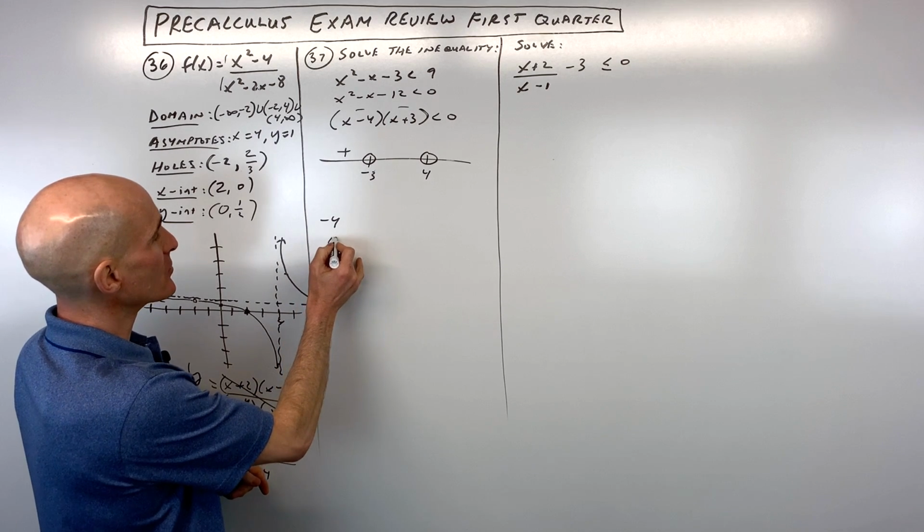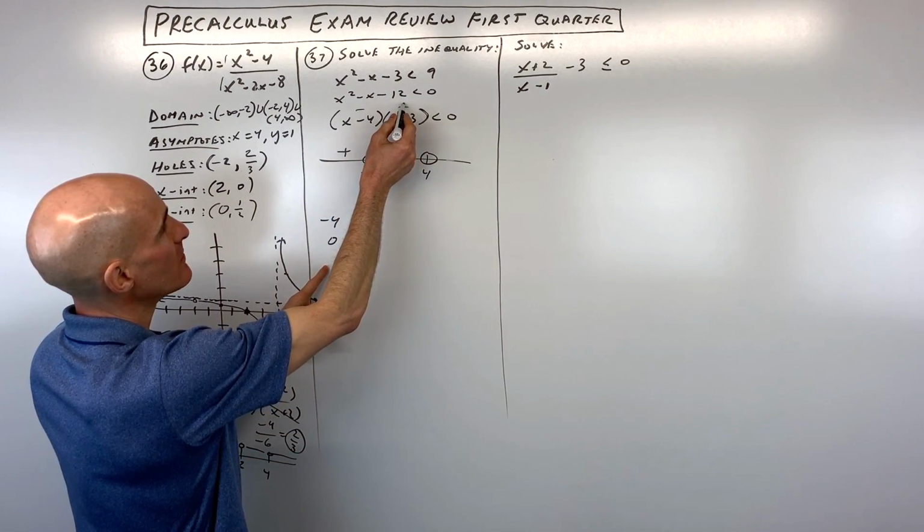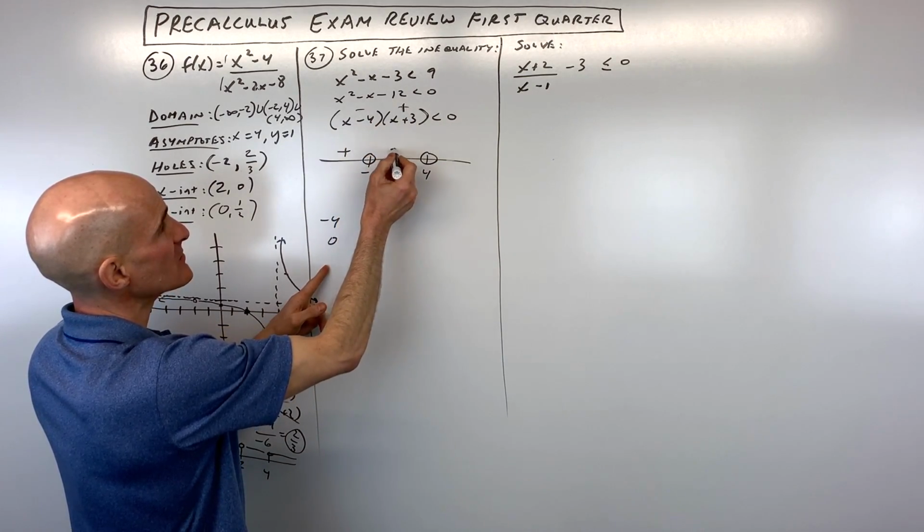Let's say, for example, 0. If we put 0 in here, we get 0 minus 4, which is negative. 0 plus 3, which is +3. A negative times a positive is a negative.